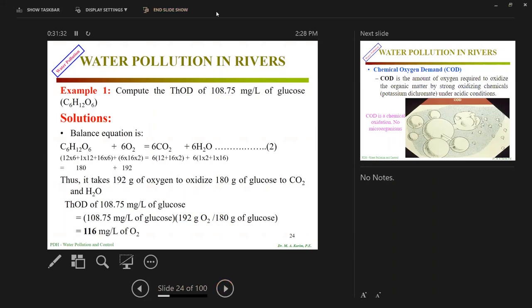Okay, so any questions on this? Is everybody okay with that example? It's very simple chemistry. These are chemical equations, and then we just calculate the ratio term with the ratio term. That's what matters.